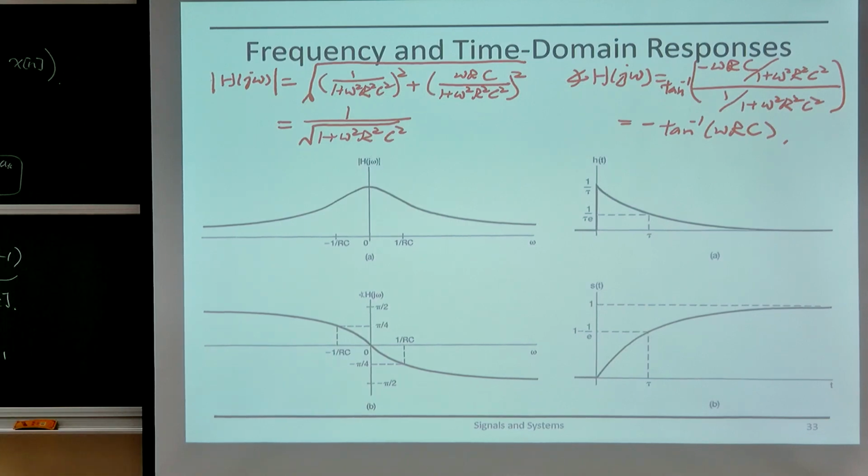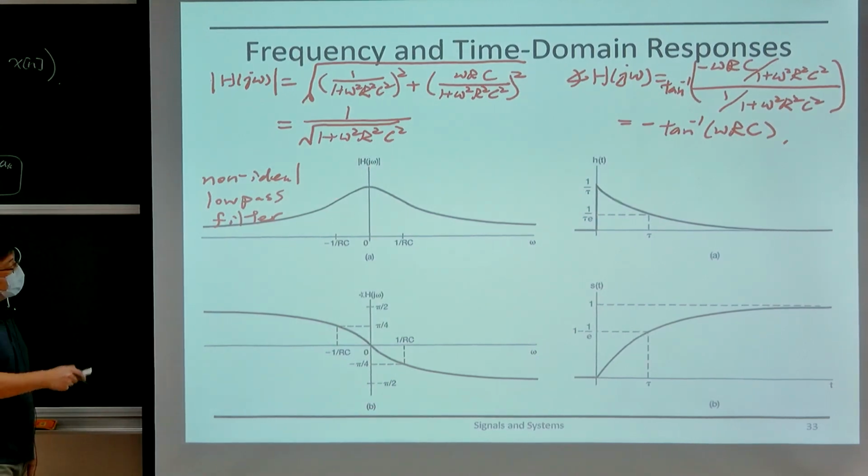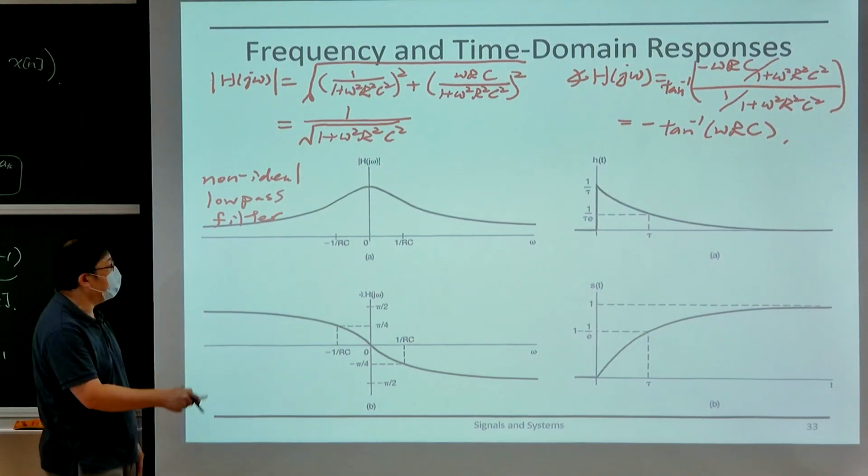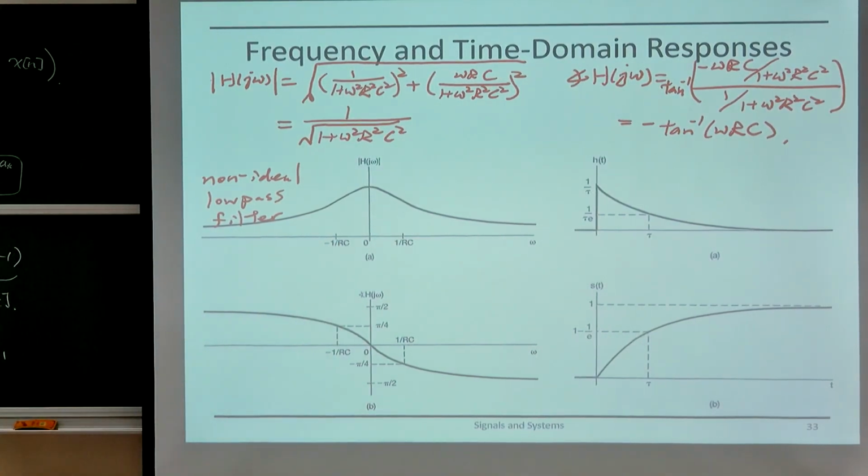So this is an example of a non-ideal low-pass filter, because we're letting through the low frequency components and trying to suppress high frequency components.